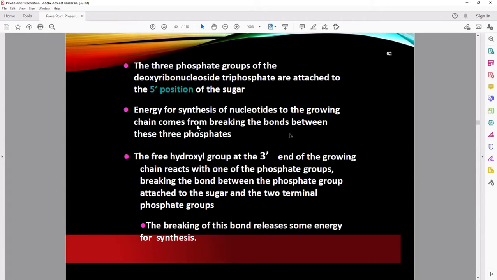Okay, so the free hydroxyl group at the 3' end of the growing chain reacts with one of the phosphate groups, breaking the bond between the phosphate group attached to the sugar and the two terminal phosphate groups. So this is what happens during the extension process. The breaking of the two phosphate bonds releases energy that can be used for the replication process.